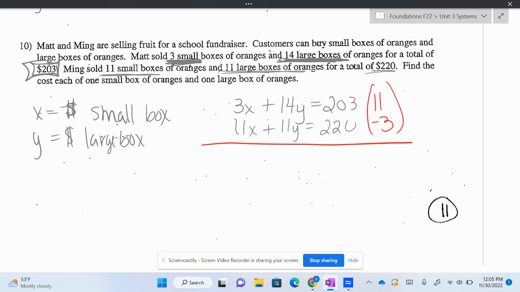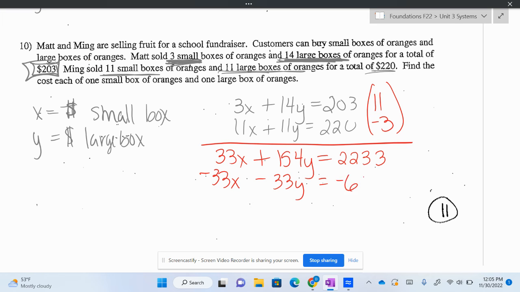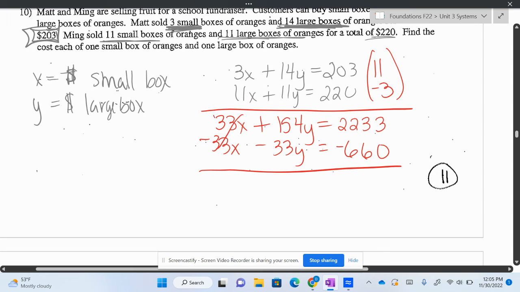Okay. So 11 times 3 is 33x. 11 times 14, I think, is 154. Y equals, I cannot do 203 times 11 in my head. $2,233. Is that right? 2233. Okay. -3 times 11 is -33x minus 33y equals -660. Okay. So my x's cancel out, which is what I want.